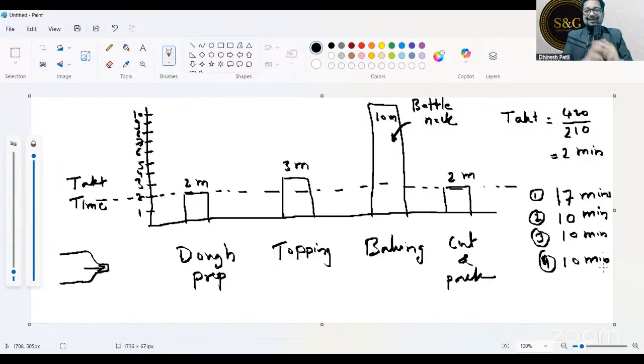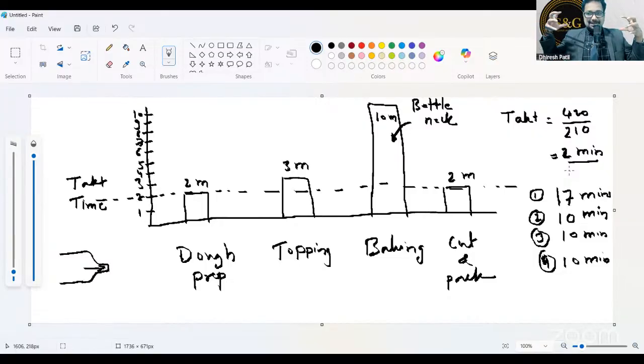After every 10 minutes you will get one pizza. Are you understanding? Yes. Now tell me, if we are getting one pizza after every 10 minutes, you know what is the takt? Takt is 2 minutes. That means the customer is demanding one pizza in 2 minutes and you are delivering one pizza in 10 minutes. Are you understanding the gap between these two, the demand and the supply?